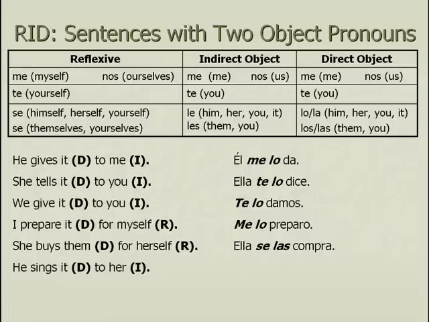He sings it to her. Excuse me, "él se la canta." This is a prime example of the "la" rule. Indirect for her would be "le," so it should be "le la canta," but you change it to "se la canta."